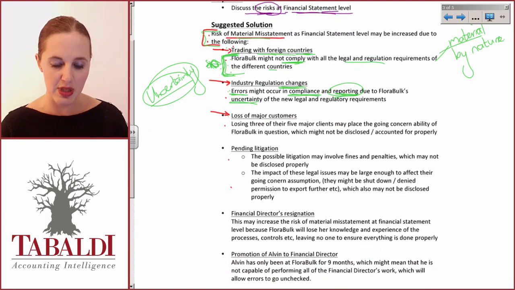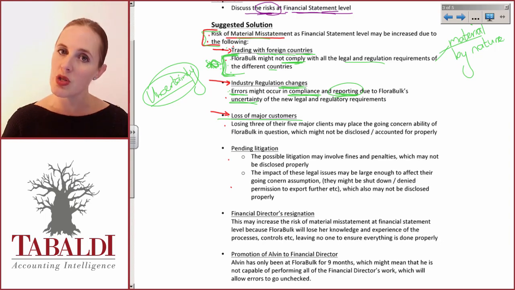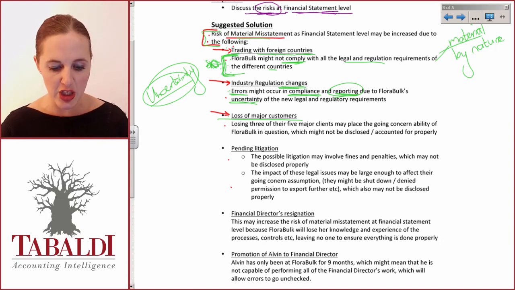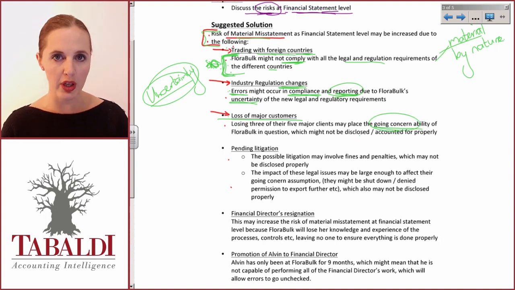Loss of major customers. Again, I've managed to sum up that entire sentence about because of the regulation changes, we've now lost 3 of our customers. Loss of major customers. Losing 3 of their 5 major clients may place the going concern ability of Flora Bulk into question, which might not be disclosed or accounted for properly. This is really important when it comes to going concern.